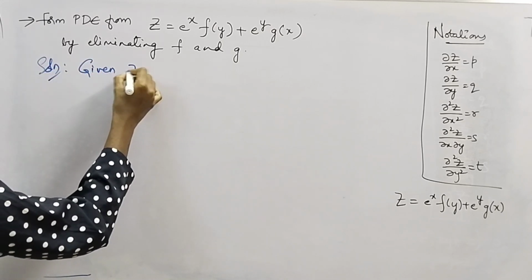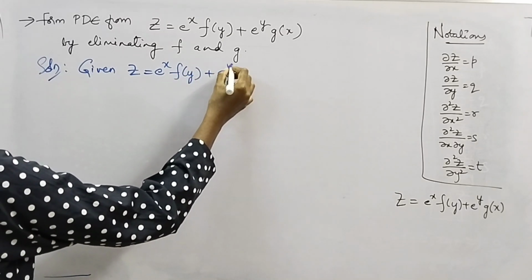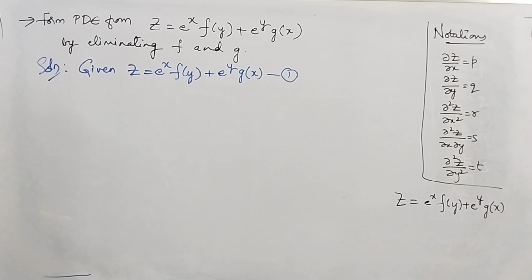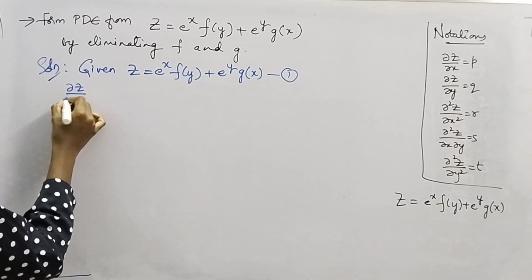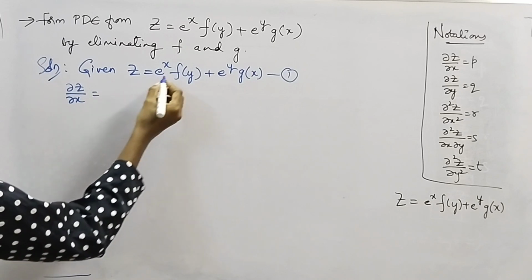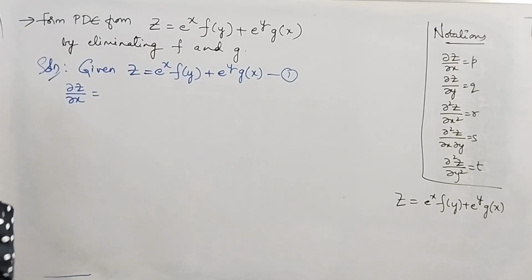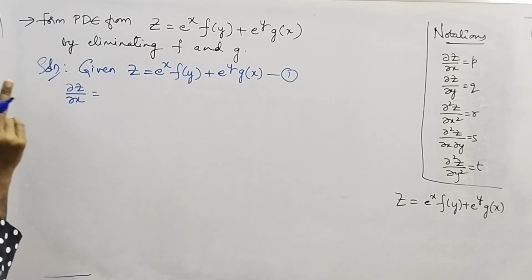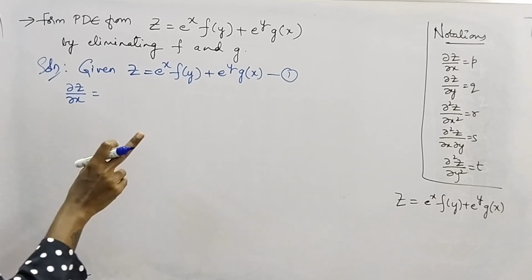Given z equal to e power x f of y plus e power y into g of x, right? Consider it as equation number 1. Now let's partially differentiate it with respect to x. We'll get dou z by dou x equal to partial derivative of the RHS part with respect to x, right? So here f of y is treated as constant. Since we are partially differentiating with respect to x, we'll treat y as constant, right?